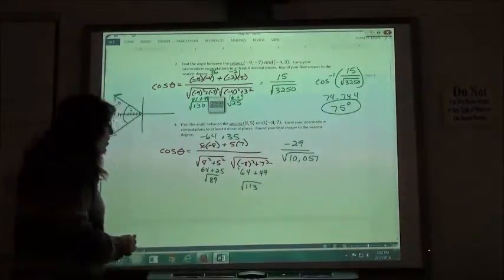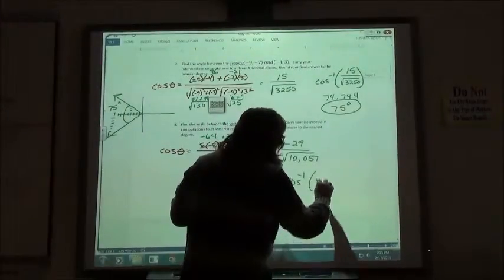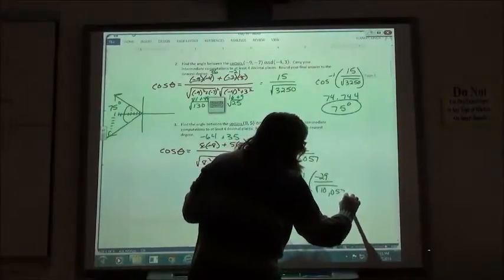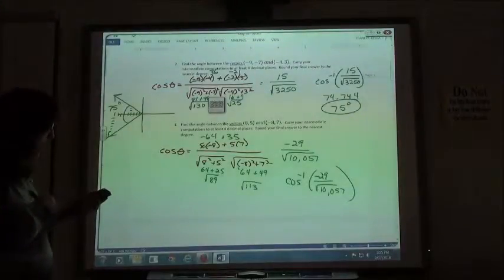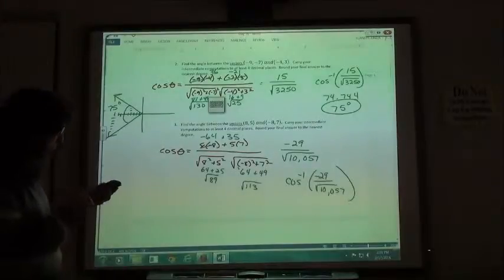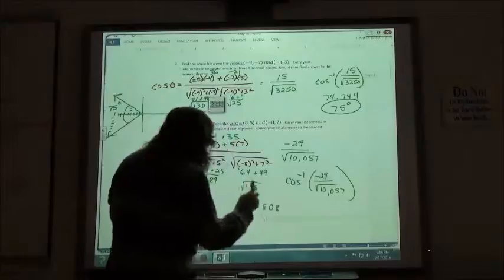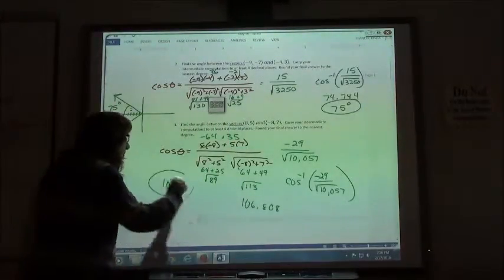So again, if I'm going to calculate my angle, I'm going to do the inverse cosine of negative 29 over the square root of 10,057. So shift cosine, parentheses, negative 29 divided by the square root of 10,057. Close my parentheses. I get 106.808. I'm rounding that off to the nearest degree, so 107 degrees would be my answer.